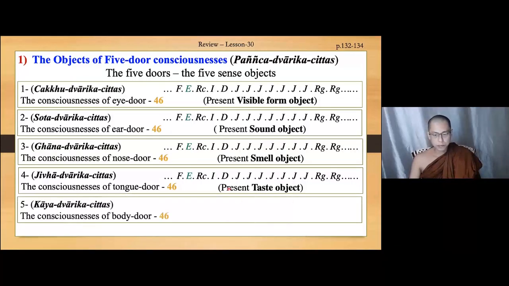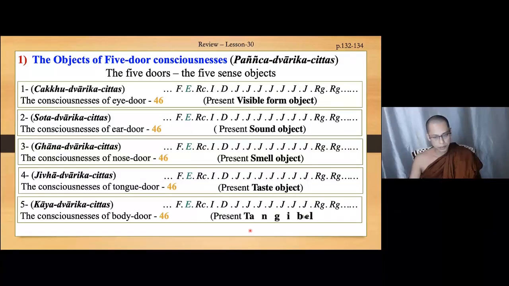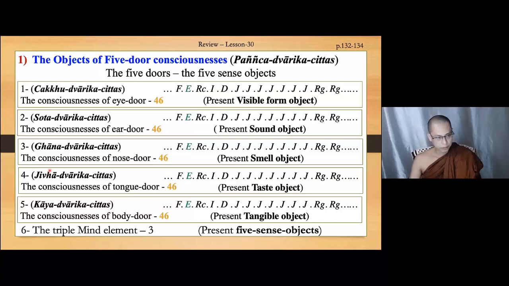So the different processes of the five-door process arise in this way. Now we need to keep this information in mind to continue our study. The Dvipancavinnana, the two sets of fivefold consciousness, arise taking their respective objects: visible form, sound, smell, taste, tangible object.